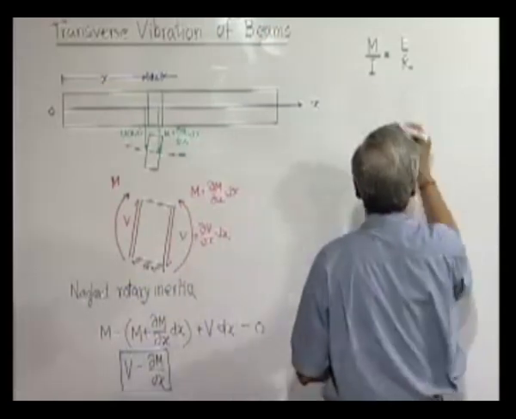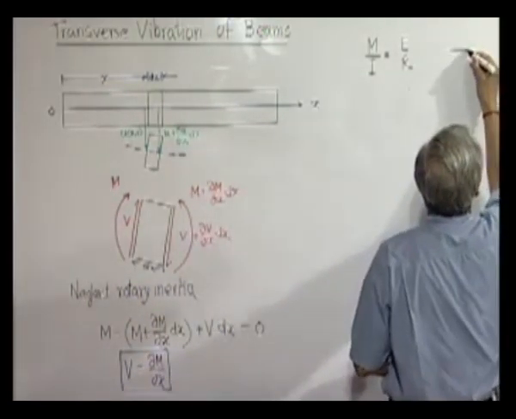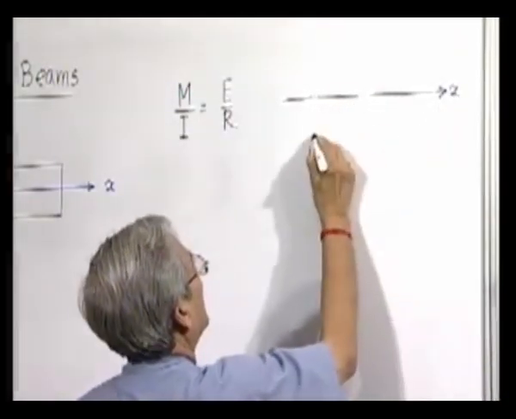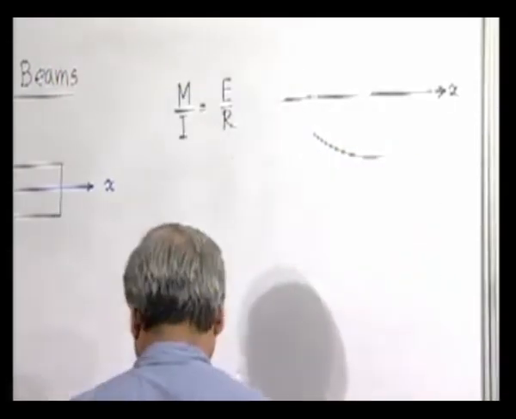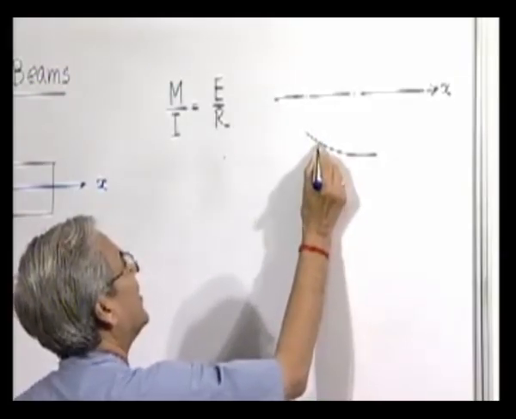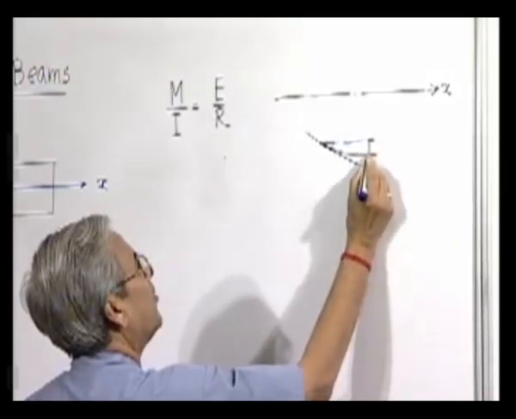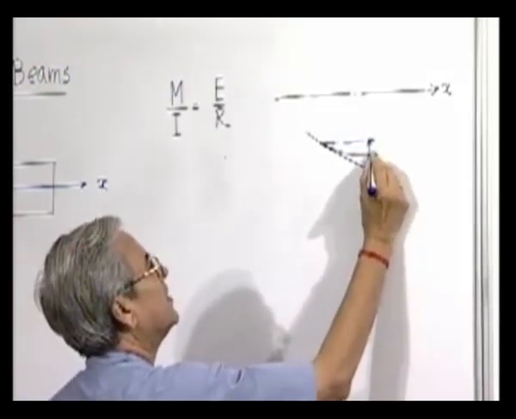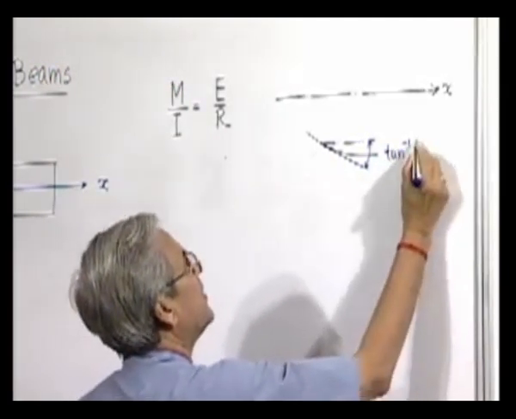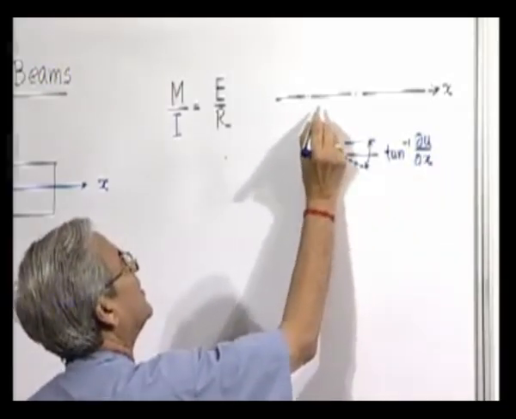Now how do we find the radius of curvature in terms of displacement? So at one point here, for example, the slope is, if this displacement is in this direction, it is u.